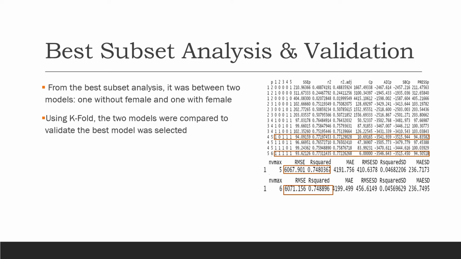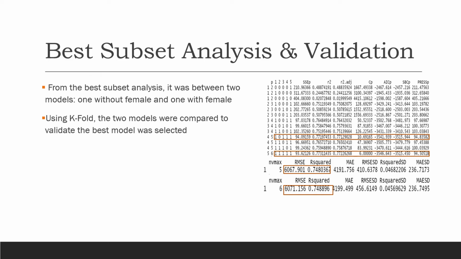Best subset analysis was then used to determine if any variables could be dropped from the model. As shown in the boxes on the right, it was between two models. One with a p of 5 in which female would be dropped, and one with a p of 6 in which all of the explanatory variables would be included in the model. When comparing the two, it varied based on which area one improved and one declined.